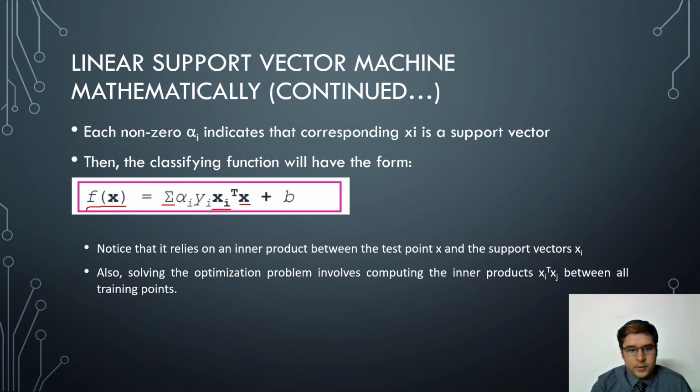Also, solving the optimization problem involves computing the inner products xi transpose xj between all training points. So for optimizing this model, we have to calculate inner products xi transpose xj, where xj is the training point involved, and we have to do this for all the training points.